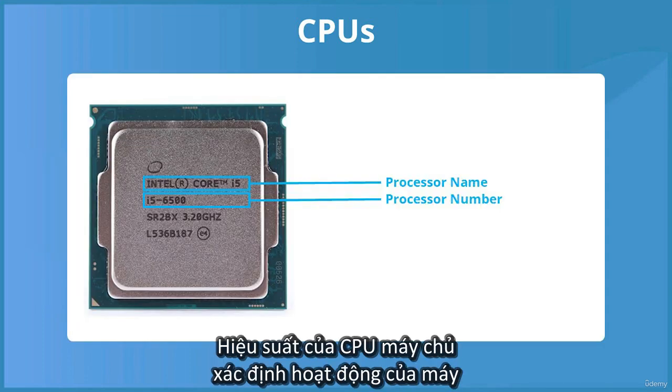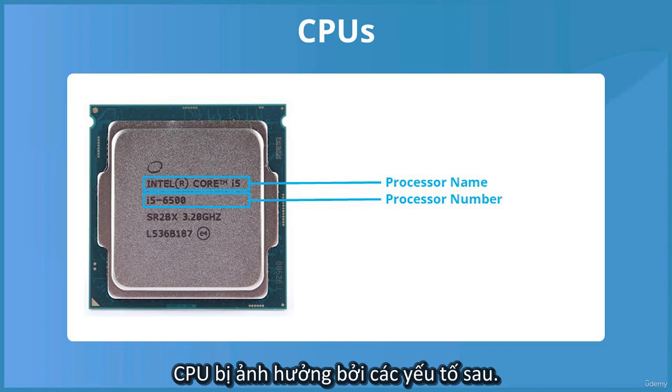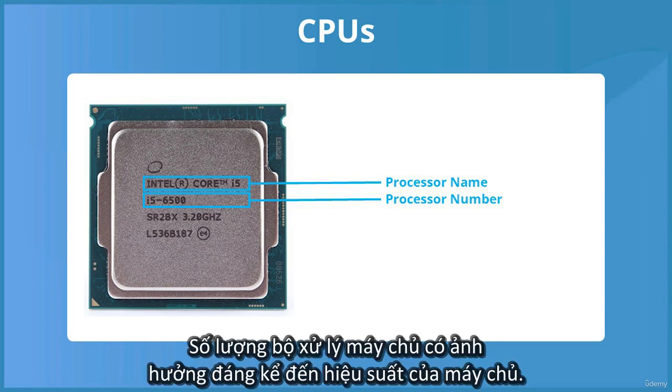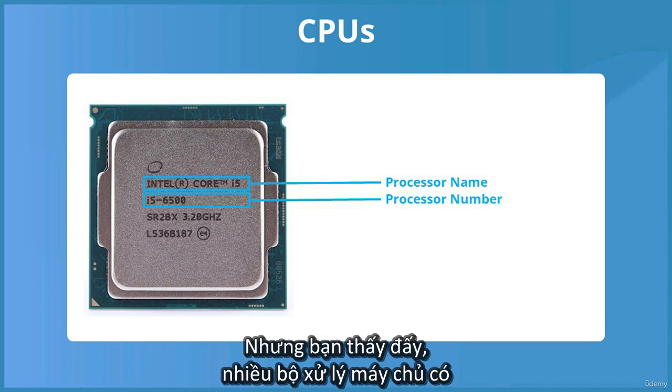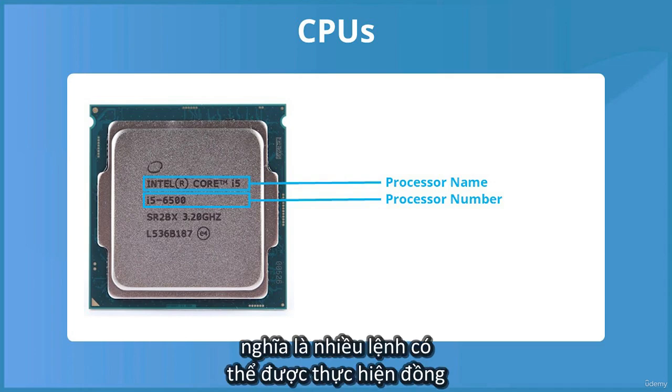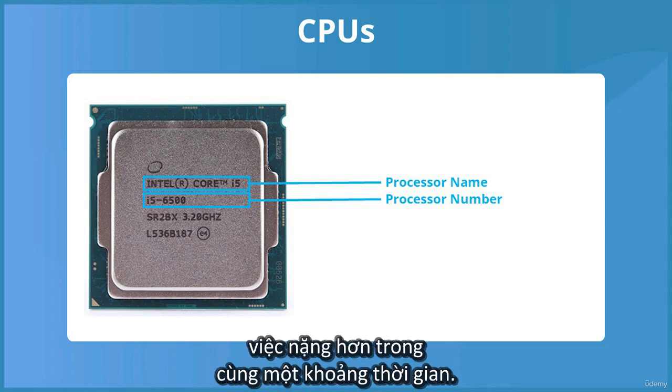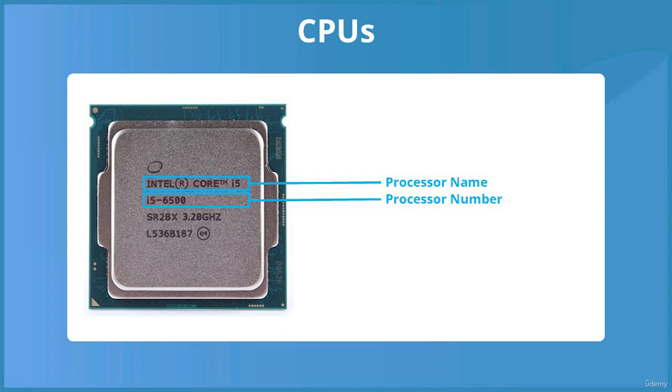The performance of the server CPU determines the operation of the server, and the basic features and functions of the server CPU are influenced by the following factors. The number of server processors has a significant impact on servers' performance. Perhaps it might be obvious the more processors the server has, the faster and more efficient the server will run. But you see, multiple server processors mean that more instructions can be executed concurrently, so the CPU can then handle a more intensive workload in the same amount of time.